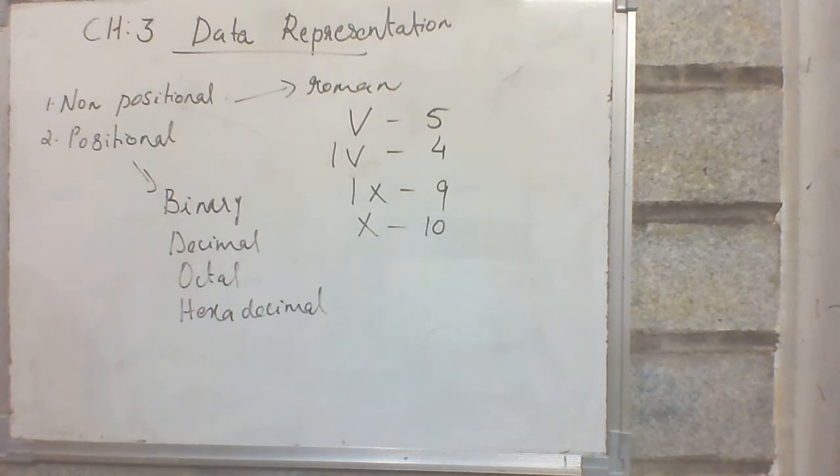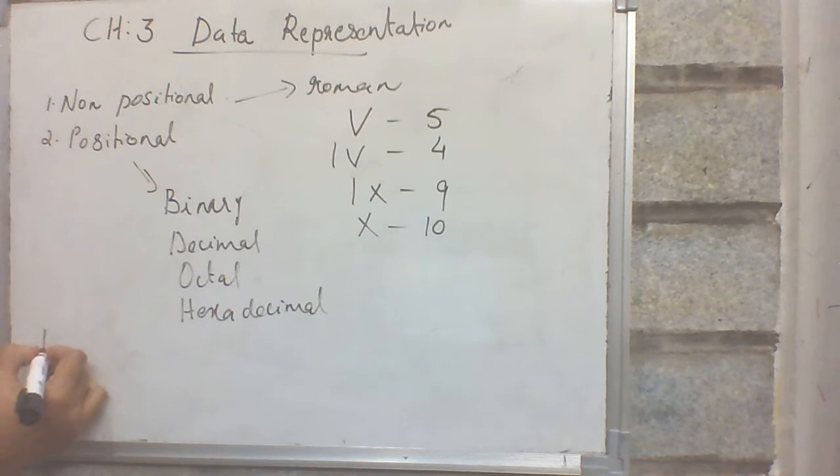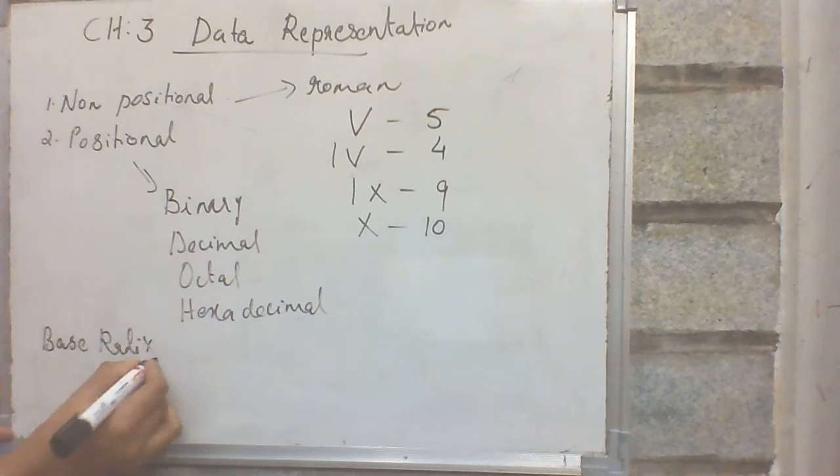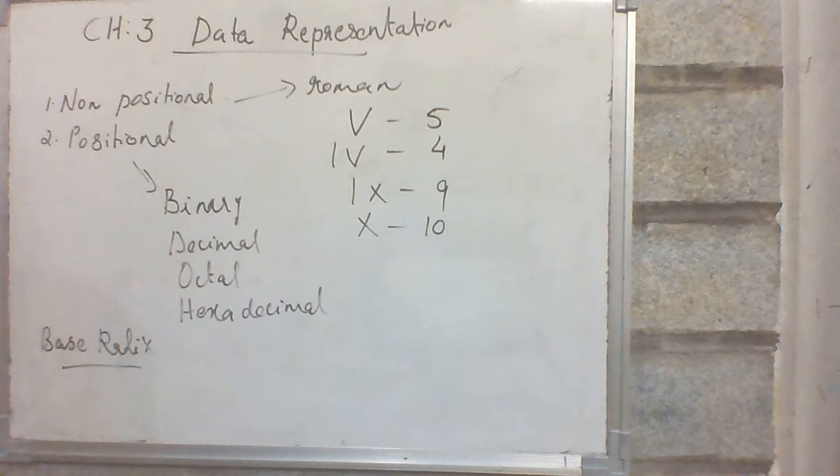Before discussing these positional number systems, we can discuss the base or radix. Base radix means the number of digits used in each number system. How many digits are used in a number system? That is called the base radix. Now, we can discuss the positional number systems one by one.